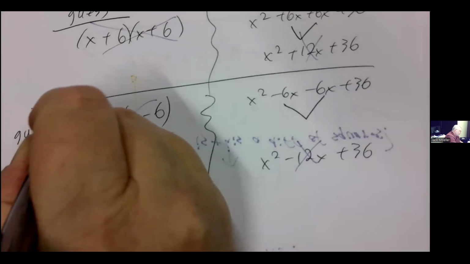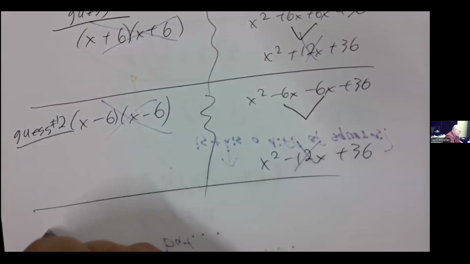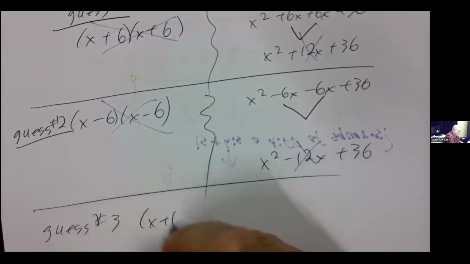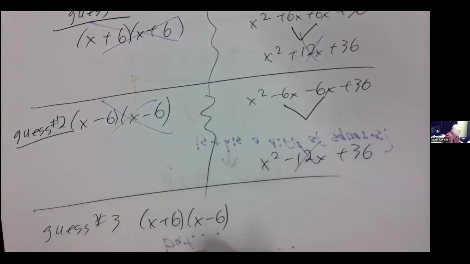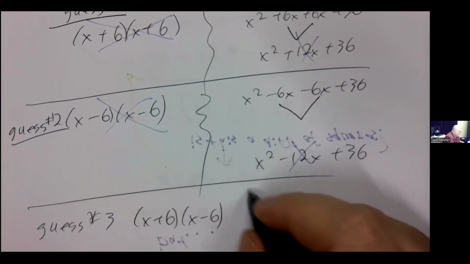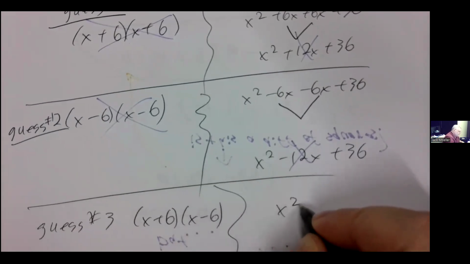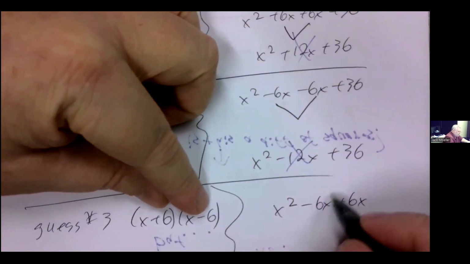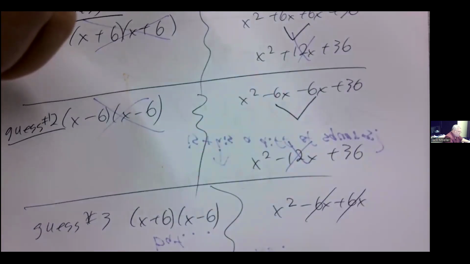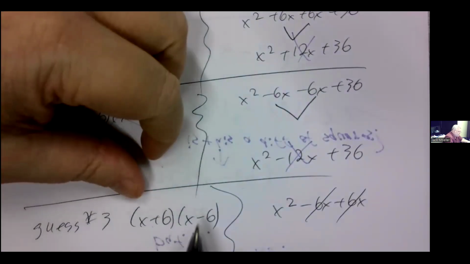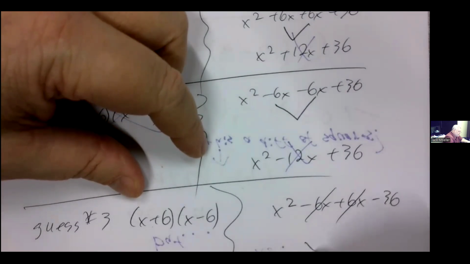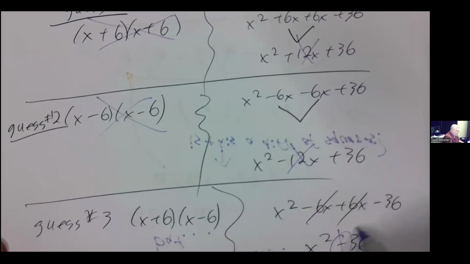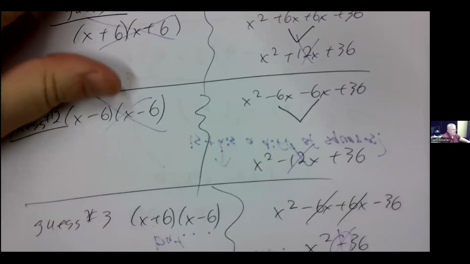Now, often what I get for the third guess is x plus 6, x minus 6. Okay, so what happens here? We get x squared minus 6x plus 6x. So those middle terms do cancel out, so we're good, but what's the problem? Well, we get plus times negative, so we get a minus 36. But we're still not working because we need a plus.